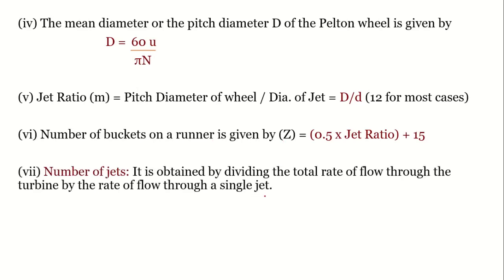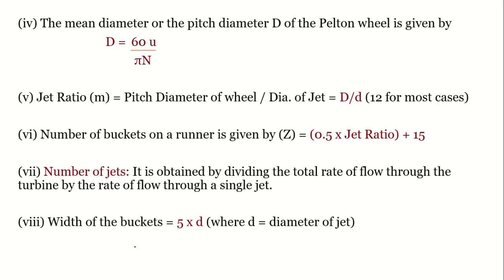Next, coming to the number of jets, meaning whether a single jet should strike the Pelton wheel or two or more than that. To know how many jets are to be designed, we get it by dividing the total discharge from the turbine by the discharge coming out from every single jet. So if you divide the total discharge by the discharge through a single jet, you would end up with the number of jets.